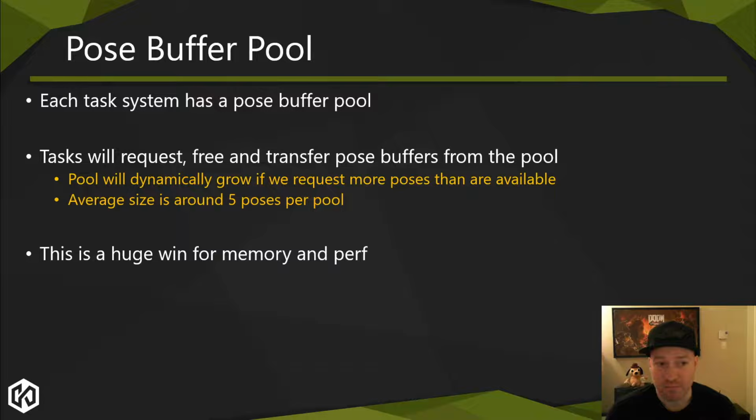So the task system, this is where we register our tasks, and it has a pose buffer pool. And this is a big win for performance where, for example, tasks will request, they will free, and they will transfer pose buffers amongst themselves. The pool will grow if we request more poses, but on average, we need roughly 5 poses per pool. This is a massive win because, again, poses are pre-allocated. We're not allocating them dynamically or anything like that.